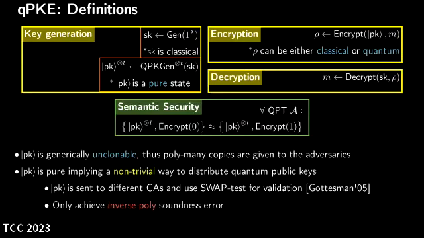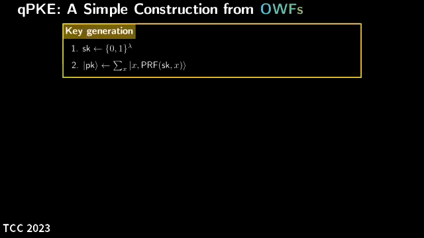So the idea is we can use swap tests to compare the public key with different certificate authorities. However, we know that this approach only achieves inverse Pauli soundness, and I will talk more about that at the end of the talk. So let me give you a quick glimpse of our construction from one-way functions and from PIFS. Those are really simplified versions of the constructions that we give in the paper.